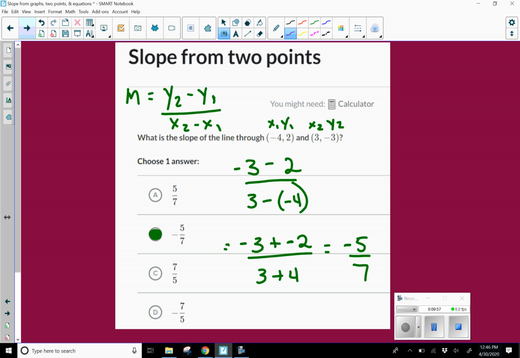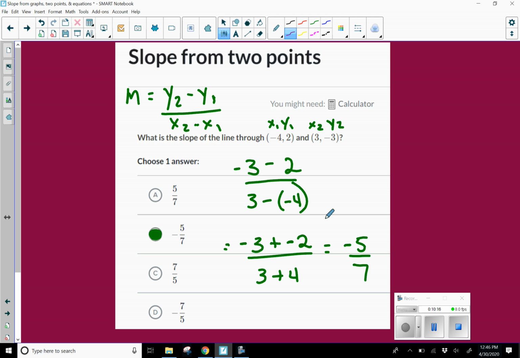Go ahead and plug your points in. y2 minus y1 is -3 minus 2. x2 minus x1 is 3 minus negative 4. Negative 3 minus 2, keep change, becomes negative 3 plus negative 2. And 3 minus negative 4 becomes 3 plus 4.